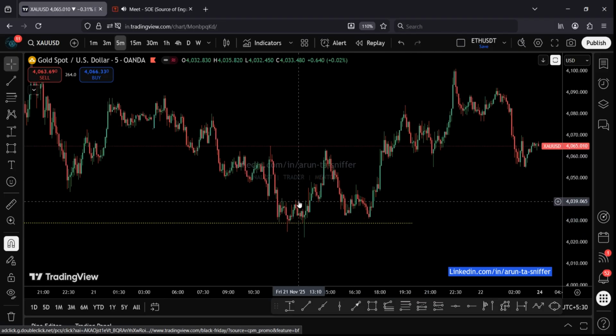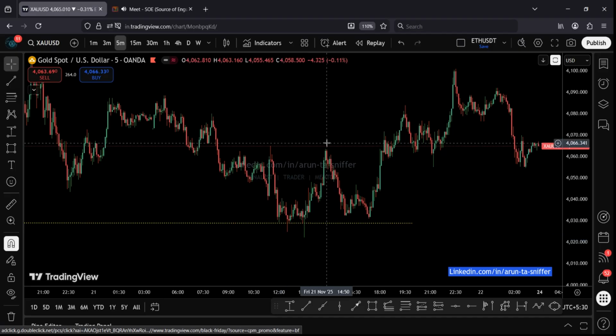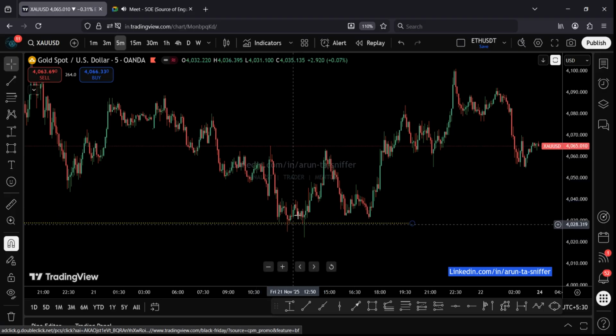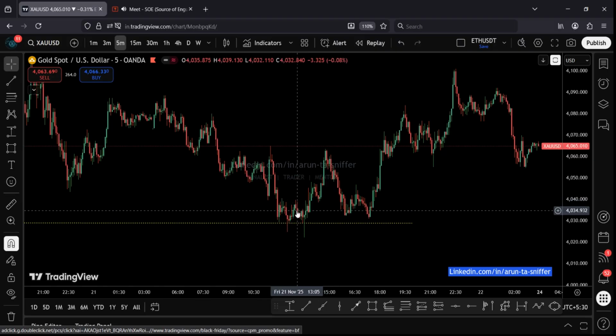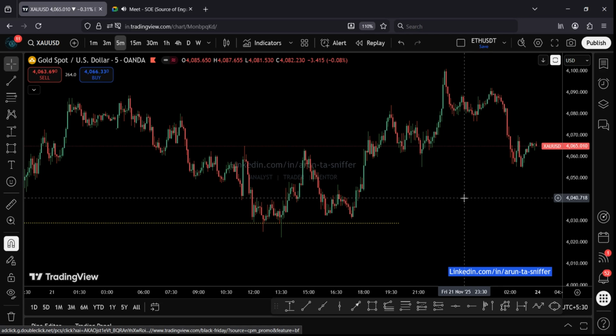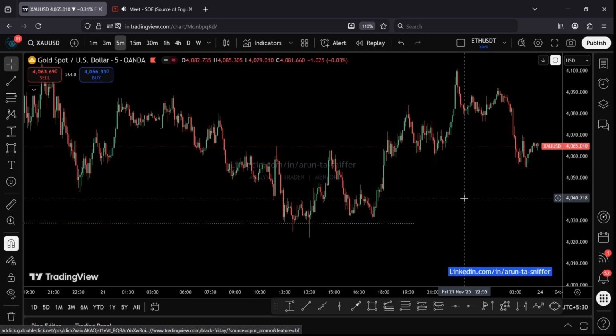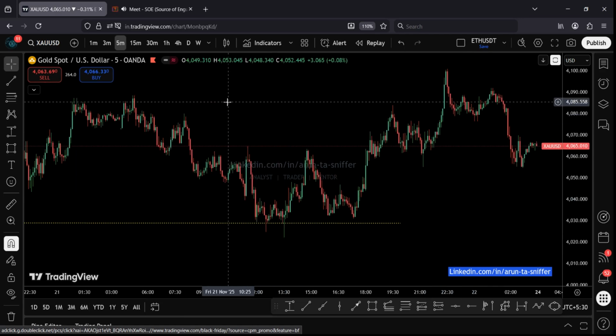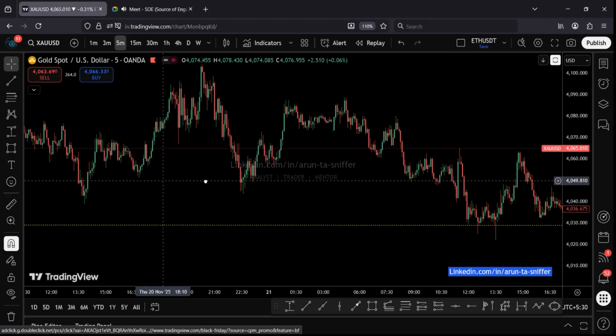Low, high, low, high, and lower low, and higher high, high low, high low, high low. We don't have anything here, so let's go find some good example.